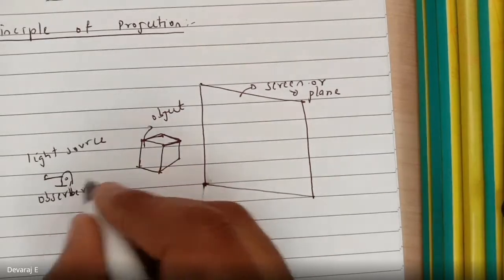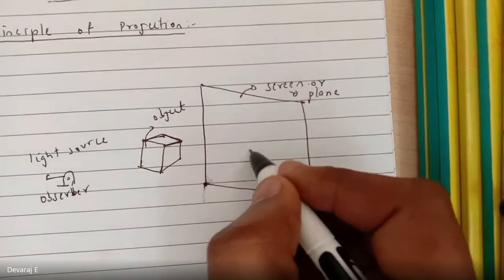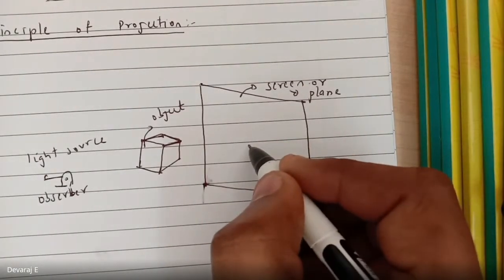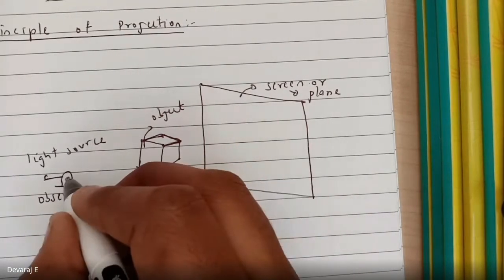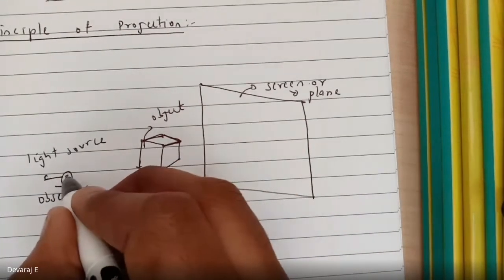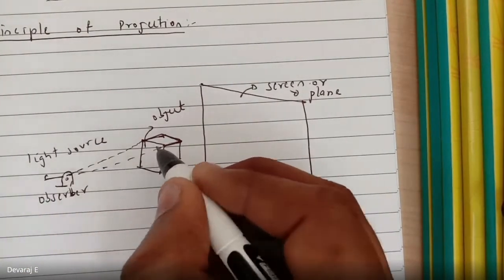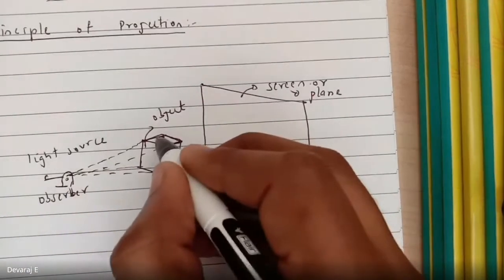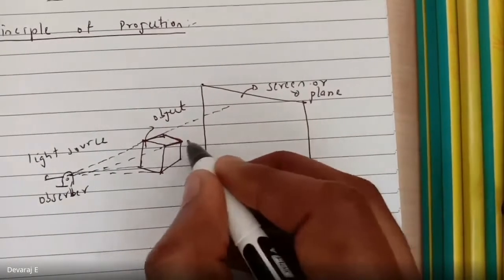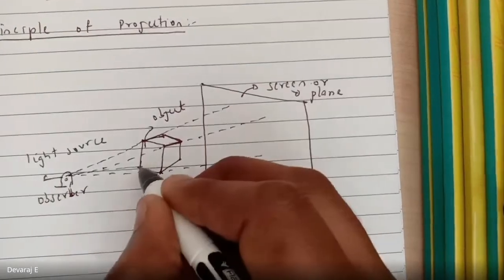So when you're viewing the object, when the view is falling on the screen, that is called as the projection. So here when you see it, this is the observer. So when the observer is looking at the object, these are called as projectors. I explained to you in the previous class. So these are called as projectors, which are falling on the screen, right? So right, students? Yes, sir.